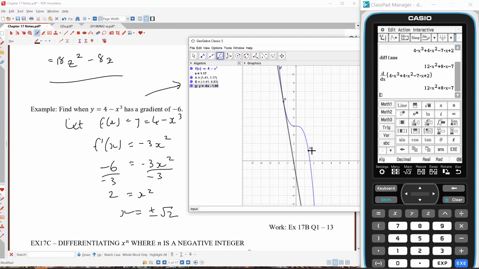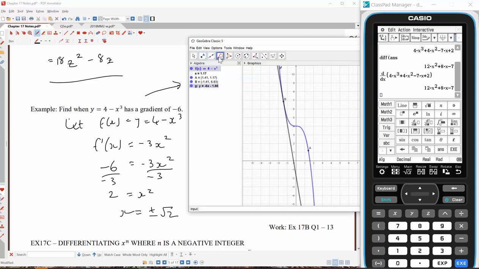Now what should happen if this is correct is this line should run parallel to this line here, the one that's drawn here, because it's saying basically at plus or minus √2, when x is equal to plus or minus √2, this function is going to have a gradient of -6. So let's draw our second gradient there.